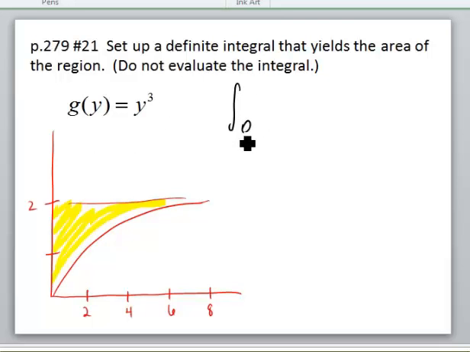We can say we're going to go from 0 to 2. And notice I'm doing everything in terms of y, not x's. We're going to say we're going to go from 0 to 2 of the function. The function is y cubed. And we're going to put a dy on the end because we're talking about y's. We're finding the change in the y.